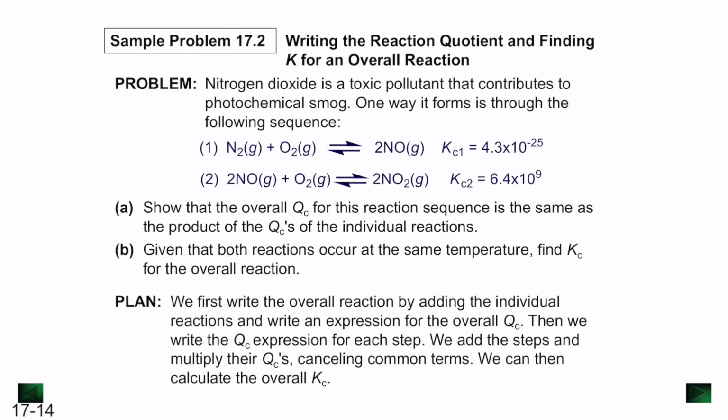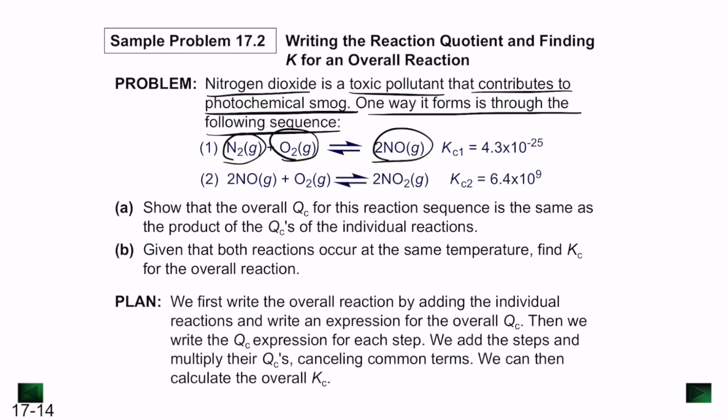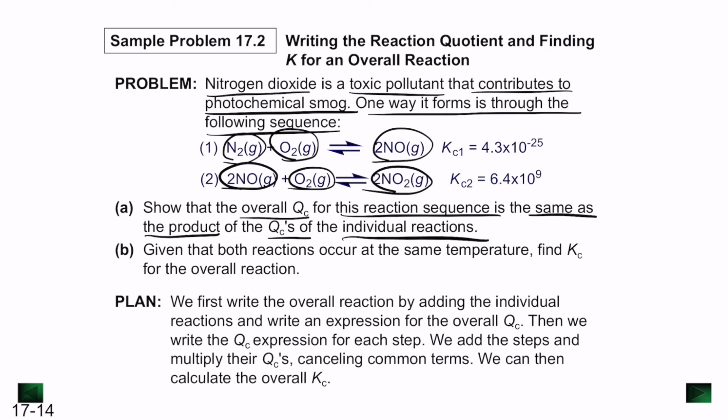So let's take an example of this problem right here. Nitrogen dioxide is a toxic pollutant that contributes to photochemical smog. One way it forms is through the following sequence. First you have nitrogen plus oxygen forming 2NO, and 2NO plus O2 forming 2NO2. Now what is given here? Show that the overall Qc for this reaction sequence is the same as the product of the Qcs of the individual reactions. And finally, given that both reactions occur at the same temperature, find Kc for the overall reaction. So they have given Kc1 and Kc2. So let's try and find the reaction.